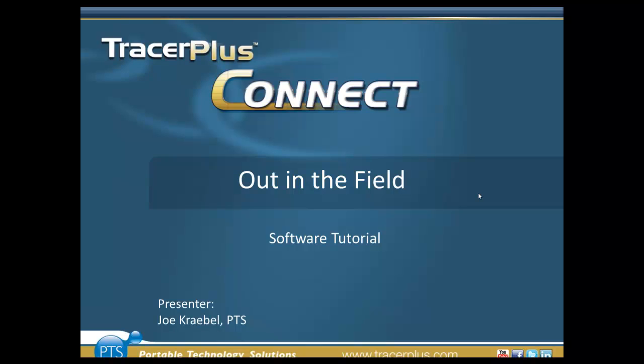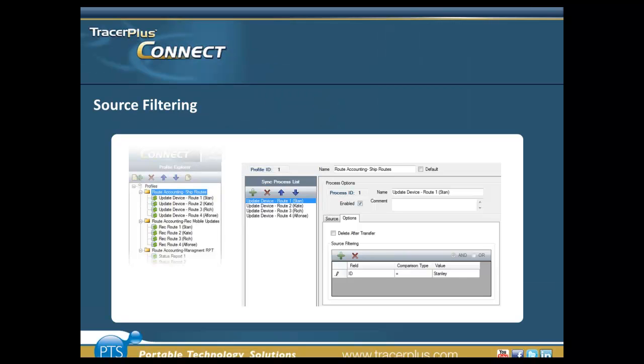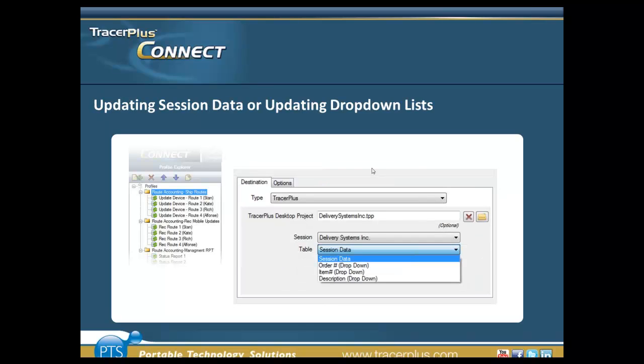So you'll see in Connect, we can actually do source filtering, where we can control what data gets sent to the device. So you'll see in this image here, we have different routes with different names. So we can control that Stan only gets Stan's route, Kate gets Kate's route, and so on. It also gives you the ability to update drop-down information. So if you happen to add information to your back-end database while someone's out in the field, you can either push that out to them and it can update a drop-down list, or they can just do a request or update that list from their side.